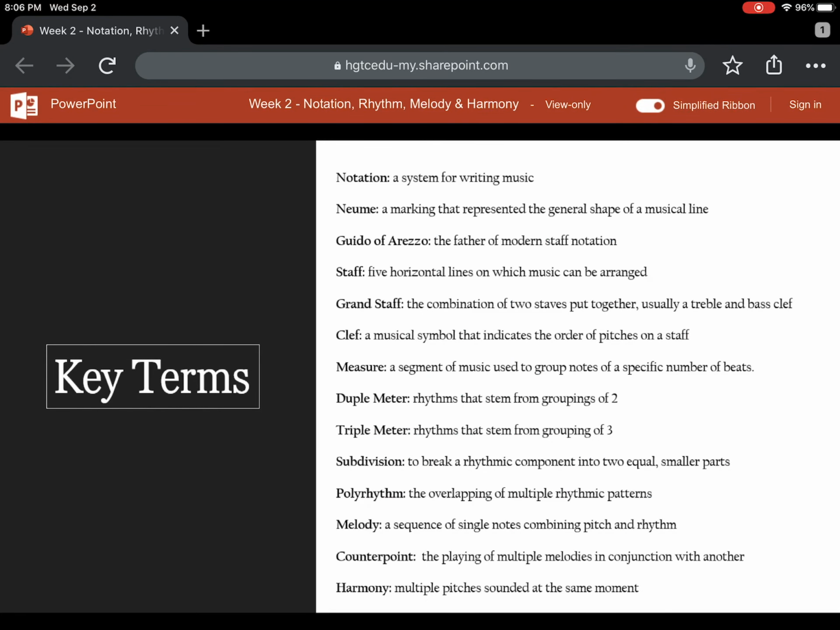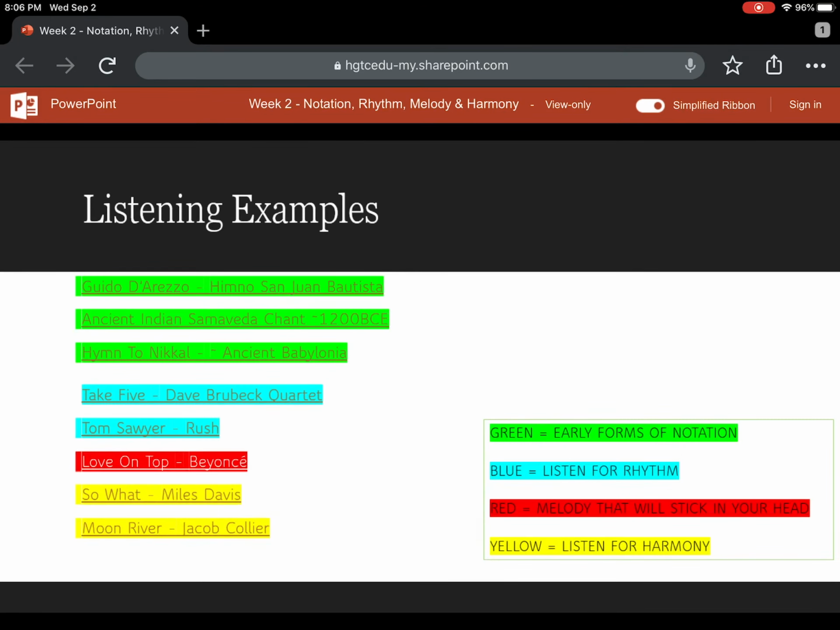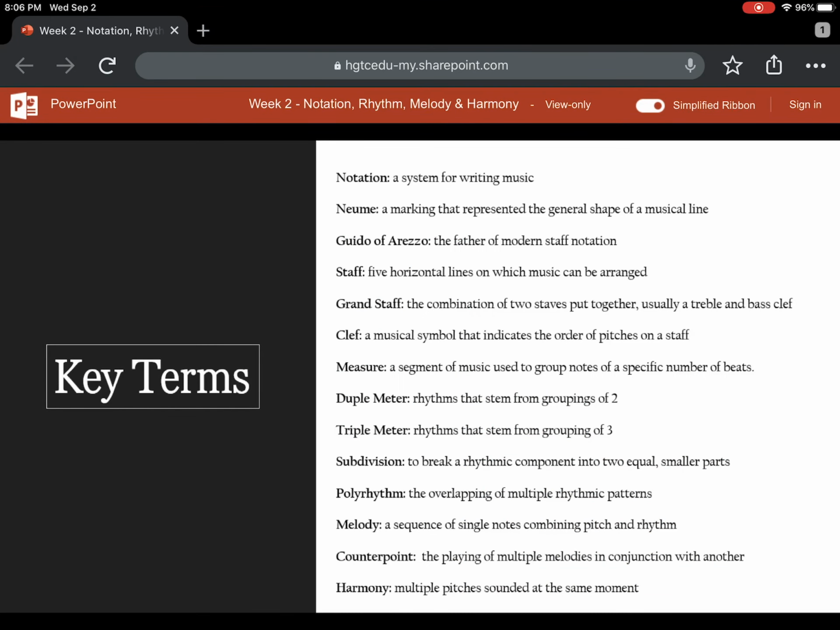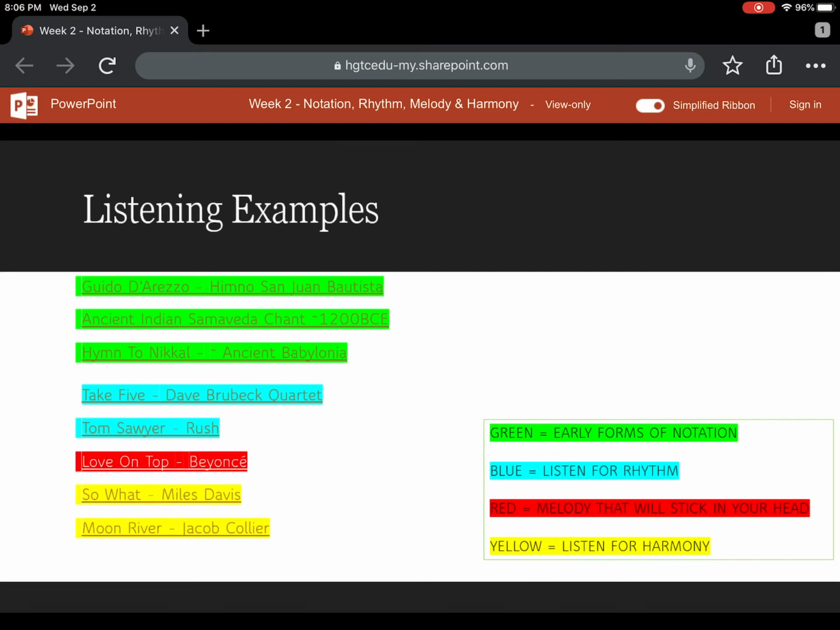Okay, and then we end up with our key terms, which you can look over at your leisure. I'll go ahead and tell you most of the quiz comes from these key terms. And then some listening examples. If you're interested, on your own time, come here and click through these. We've got everything from Guido, who we mentioned back at the beginning, to the Samaveda that we mentioned also, the Indian prayer book, all the way to some Jacob Collier, like I just mentioned, Miles Davis, Beyonce, of course.